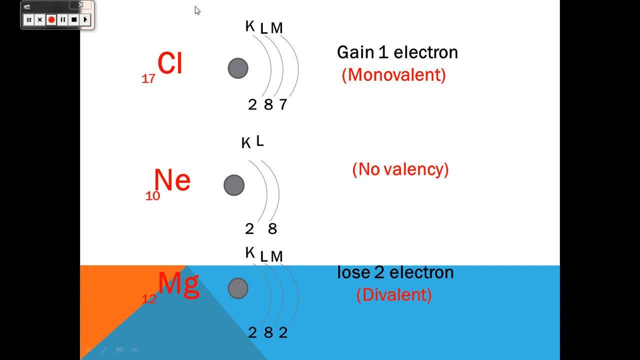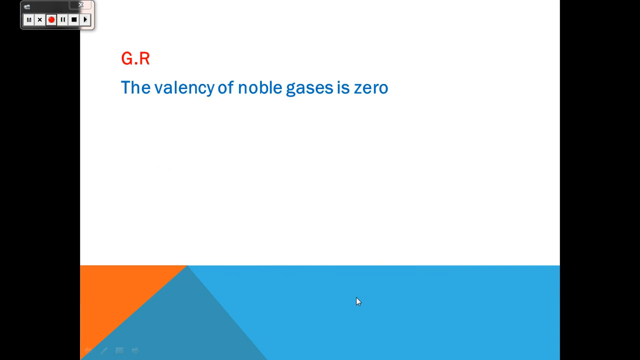And also the chlorine atom. It has 7 electrons in the outermost energy level, and it will gain 1 electron, and we call it monovalent. And neon gas, from the noble gases or inert gases, has the outermost energy level completely filled with electrons, so it will not make any chemical reaction. So neon gas has no valency. And we have here magnesium. Magnesium has 2 electrons in the outermost energy level. Magnesium will lose 2 electrons, and it has divalent valency.